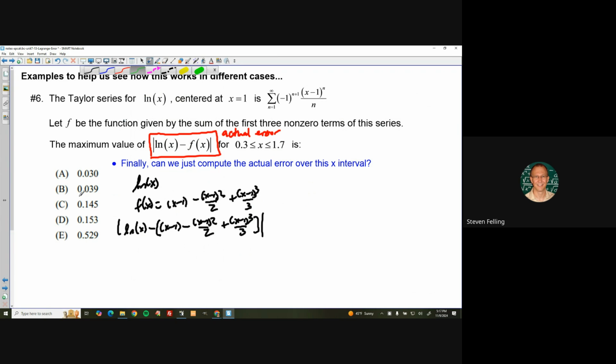The correct answer is C, 1.45. So I know we went through a lot of gyrations there. I wanted to show why the common ways for people to think to do this problem are incorrect. And we instead want to focus on the fact that this is the actual error and just graph the difference between the function and our approximate function.